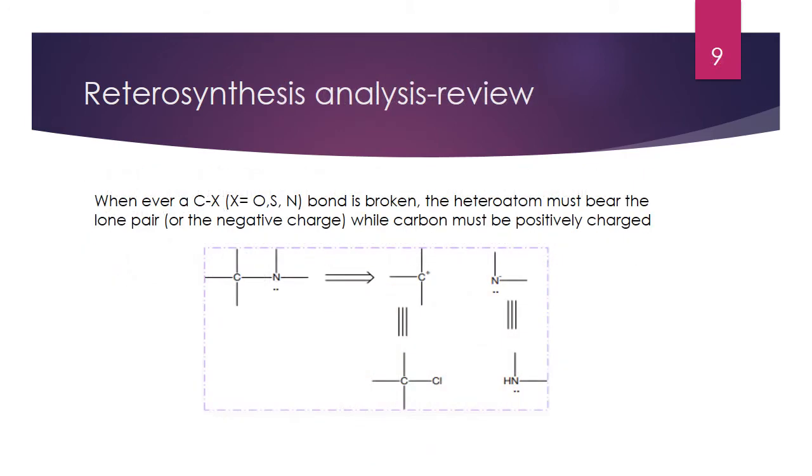Coming to the point, whenever there is a carbon-X disconnection, X can be a heteroatom. It can be oxygen, sulfur, or nitrogen. Whenever a carbon-X bond is broken, the heteroatom must bear the lone pair, the negative charge, while carbon must be positively charged. So this is the rule. Whenever you break a bond between carbon and X, the X should always bear either the lone pair or the negative charge. Carbon should not bear the negative charge.